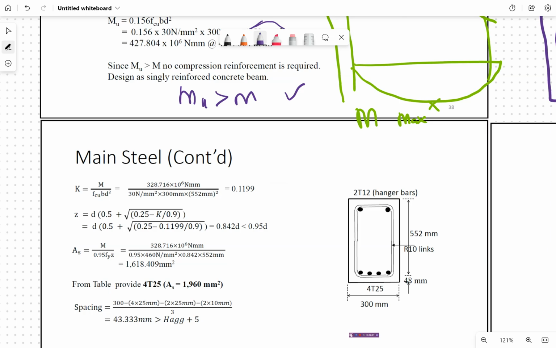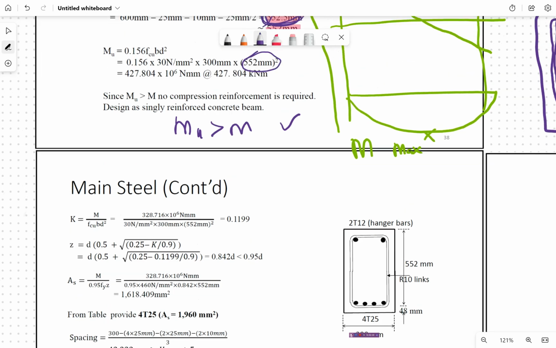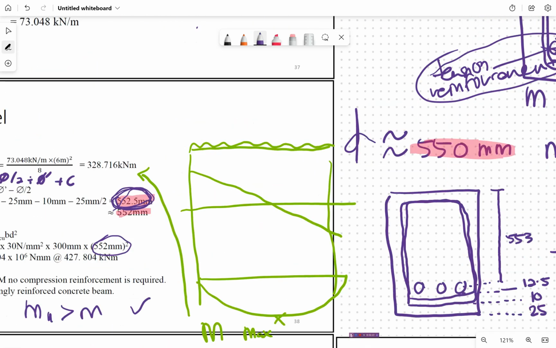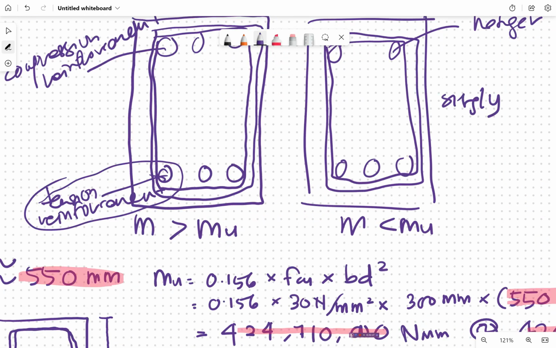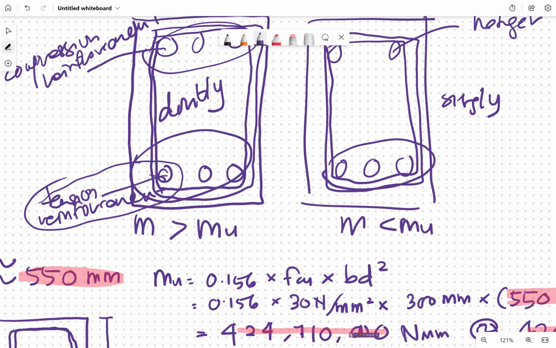Therefore, there is no reinforcement at the top. We can design it as a singly reinforced concrete beam. Singly here refers to this one. This is singly, and this is a doubly reinforced concrete beam, meaning it has reinforcement at the top and bottom. This one has reinforcement only at the bottom to resist the moment. And this one has top and bottom.